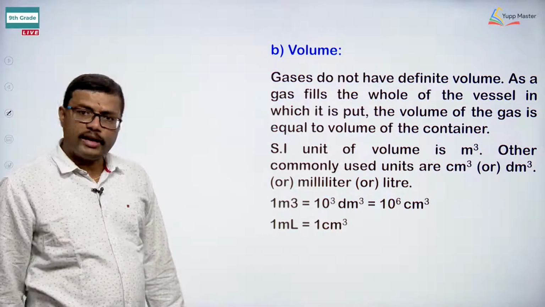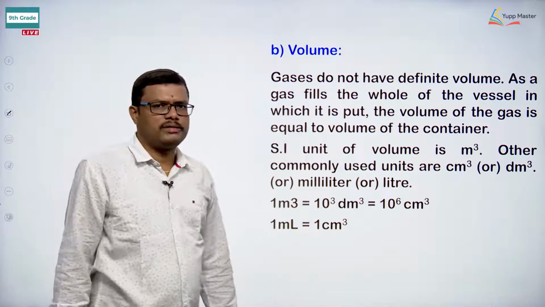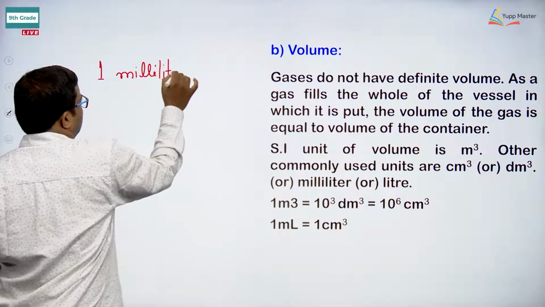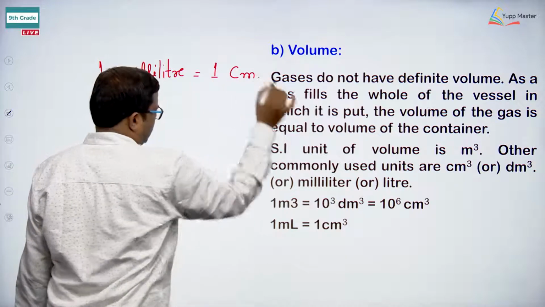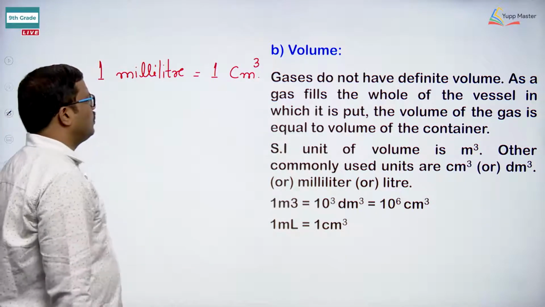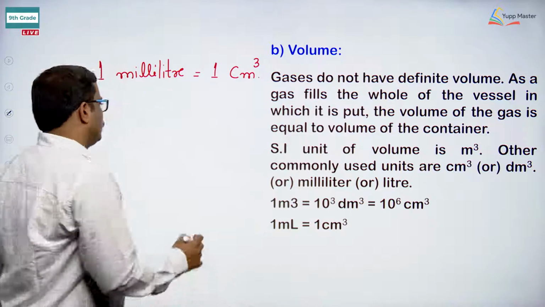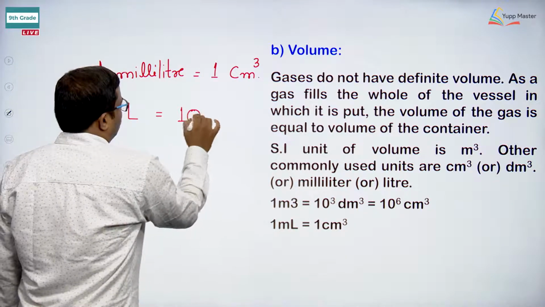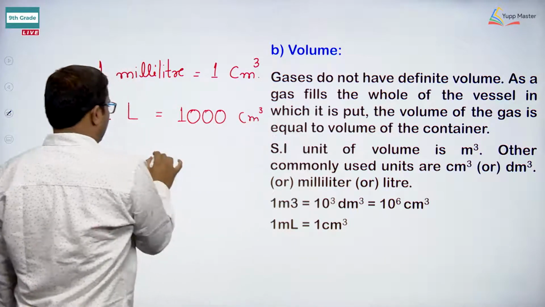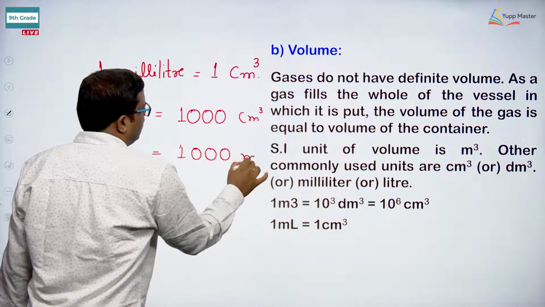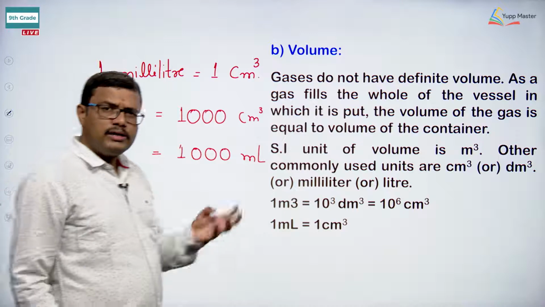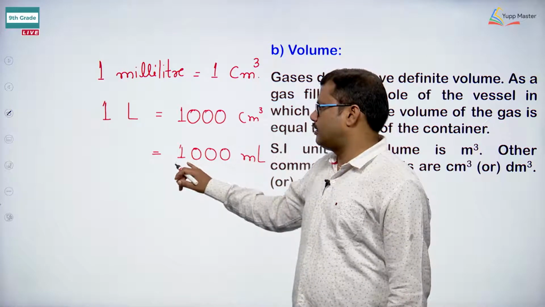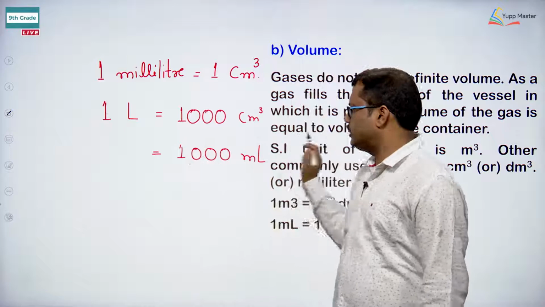And similarly, we can take 1 ml equal to 1 centimeter cube. So 1 milliliter equals 1 centimeter cube. So similarly, we can take 1 liter equal to 1000 centimeter cubes, or 1000 milliliters. 1 liter is nothing but 1000 milliliters. Milli means 10 to the power of minus 3. So 10 to the power of minus 3 and 10 to the power of 3 get cancelled out. So we get 1 liter. So 1 liter equals 1000 ml.